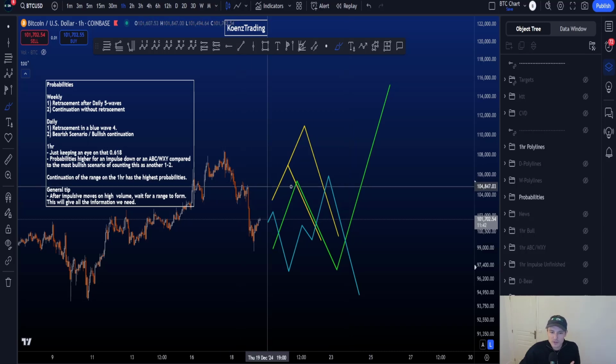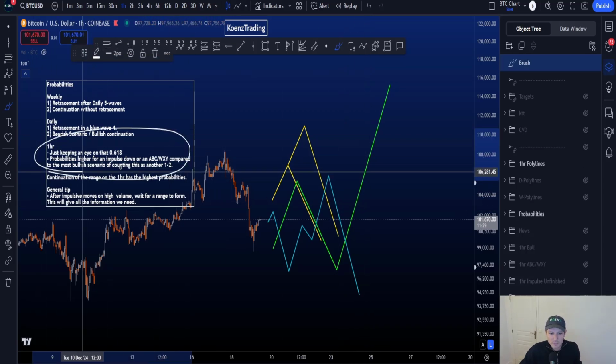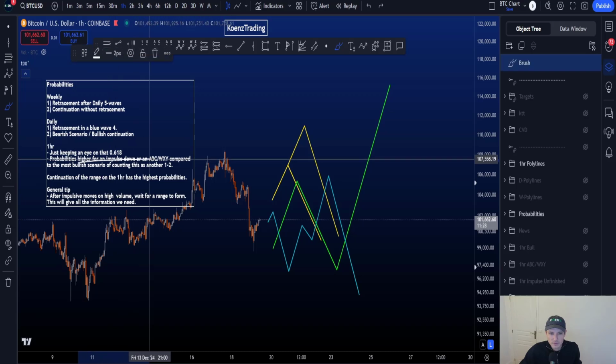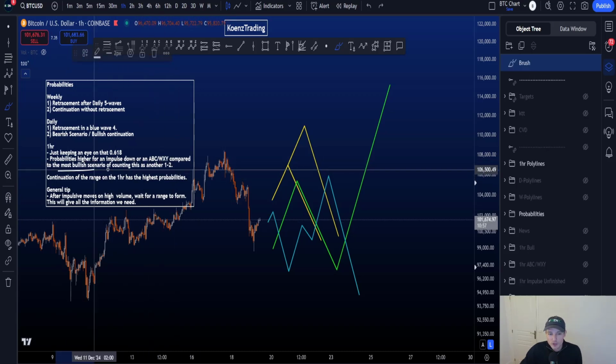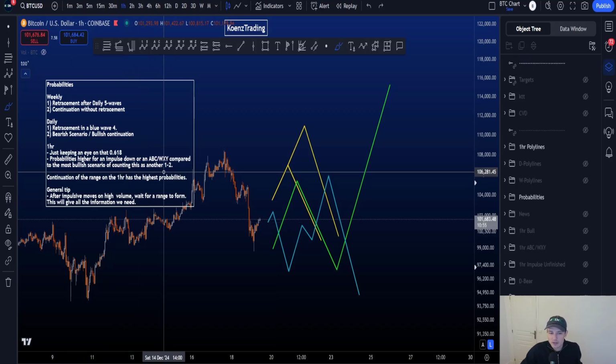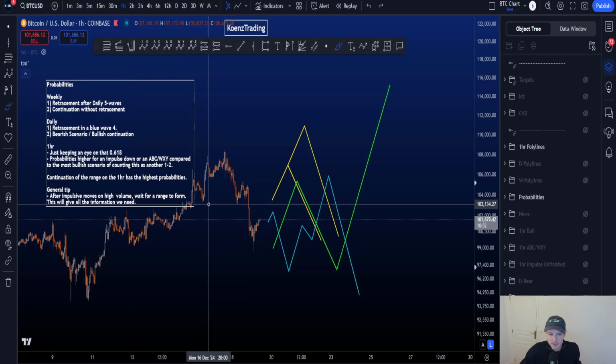Now, as long as you don't touch the 618, arguably your blue line is most interesting. Once you do touch the 618, that is the moment where you would expect a continuation of the range in other corrective structures. So what I write here, keep an eye on the 618, probability is higher for an impulse down or an ABCWXY compared to the most bullish scenario of counting this as another 1, 2. Continuation of the range on the 1 hour has the highest probabilities.